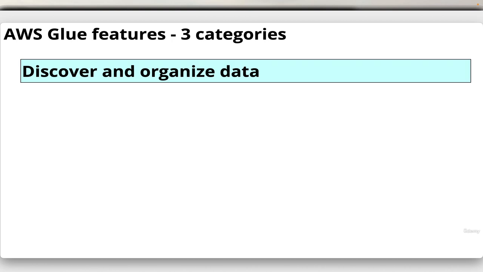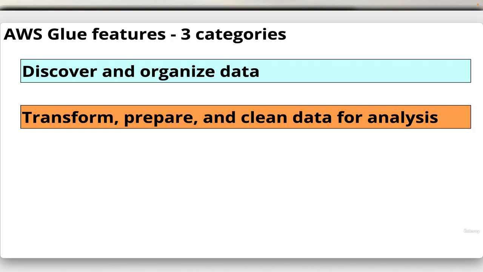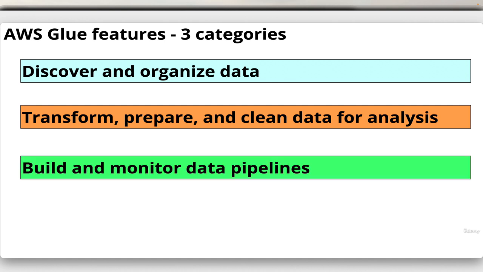Okay, AWS Glue features. Now we'll be covering all the features. There are three major categories. First is under discover and organize data. Second, under transform, prepare and clean data for analysis. And third category will be build and monitor data pipelines.